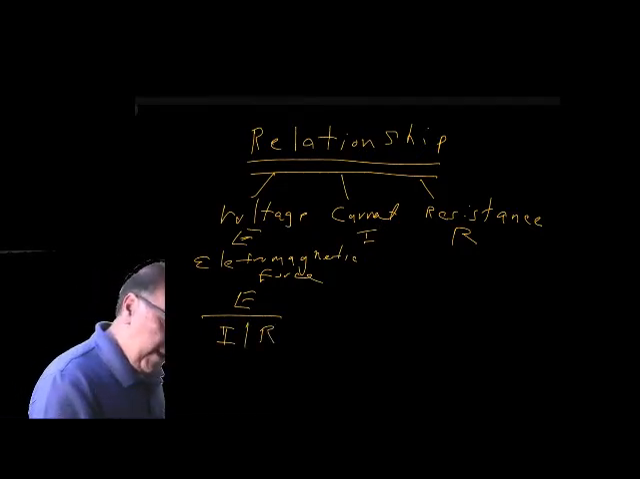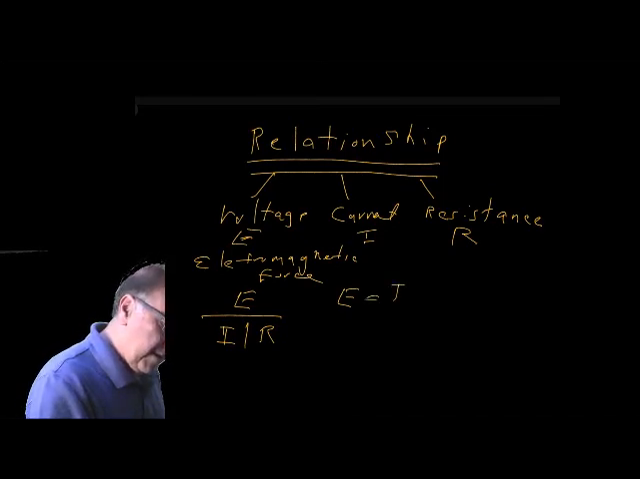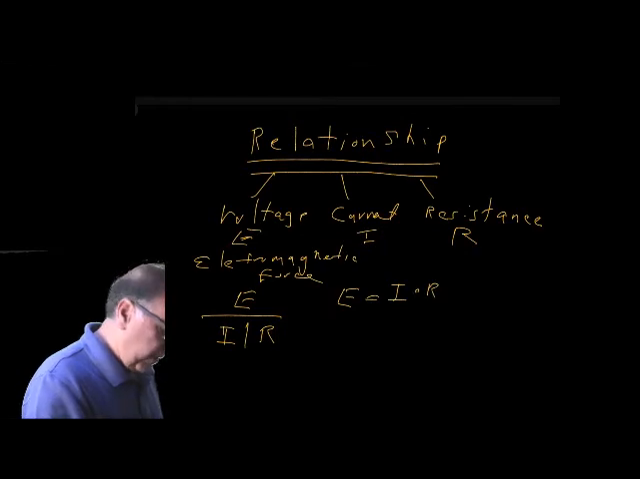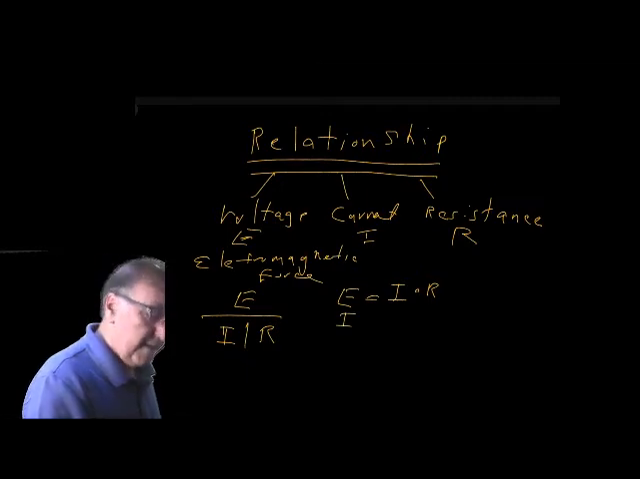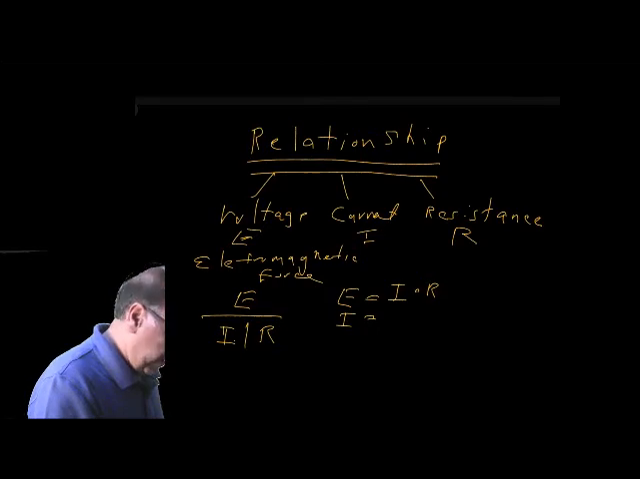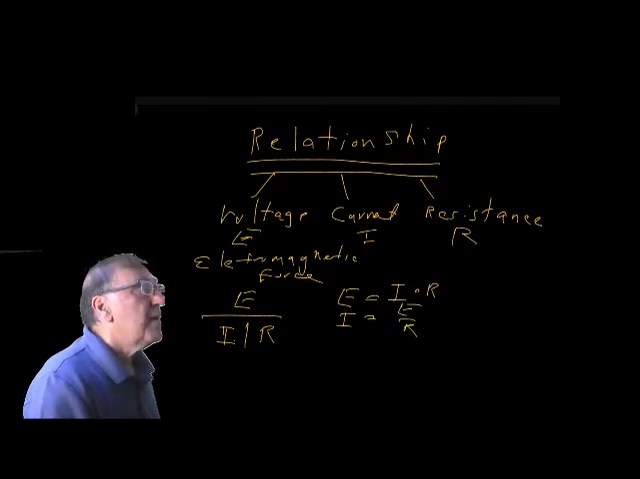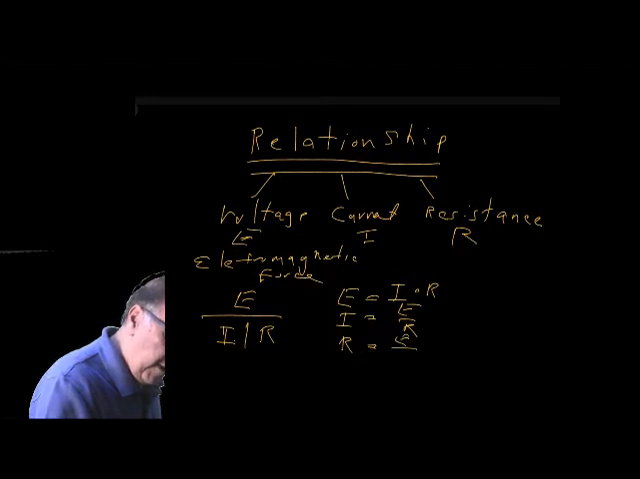So if you want to solve for E, you cover up the E, and that equals I times R. If you want to solve for current, I, you cover up the I there, and it's E over R. And if you want to solve for R, you cover up the R, and it's E divided by I.